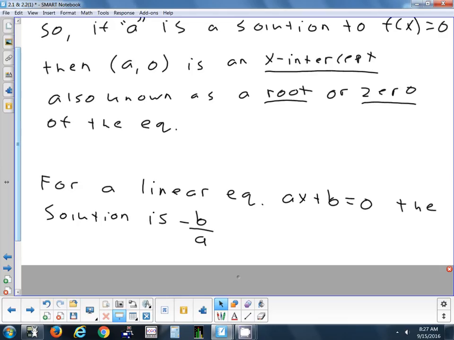Okay, for a linear equation, that's not horizontal, there's only one root, because a line can only cross the x-axis one time. And if you have an equation in this form, ax plus b equals 0, a very simple way to find the root is just negative b over a. It's basically just getting x by itself. Subtract b and divide by a. So that's a shortcut, but it only works for linear equations.